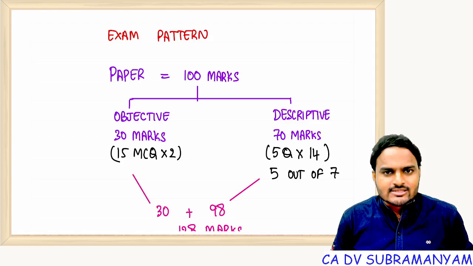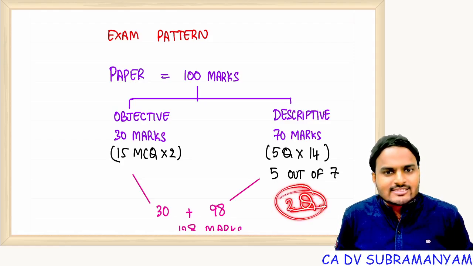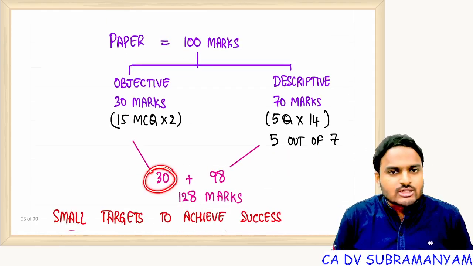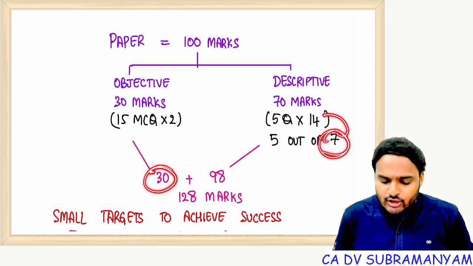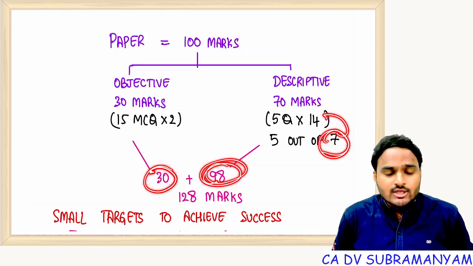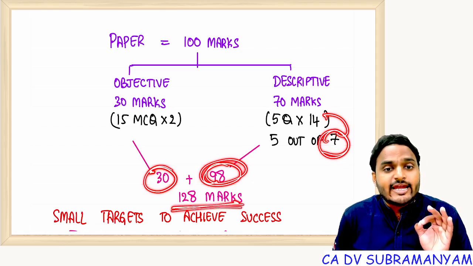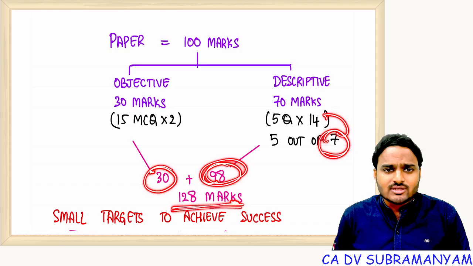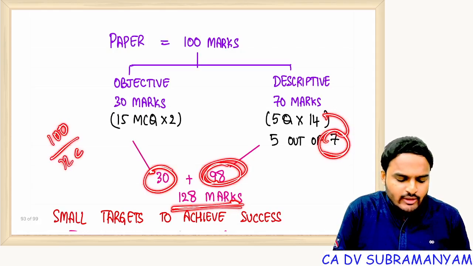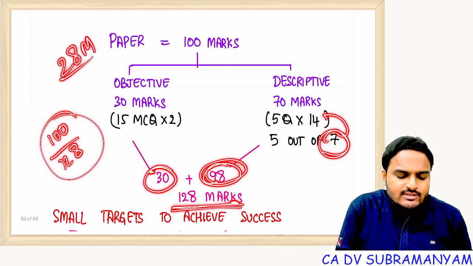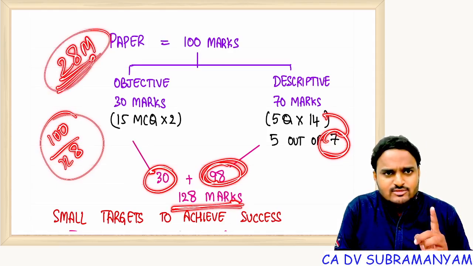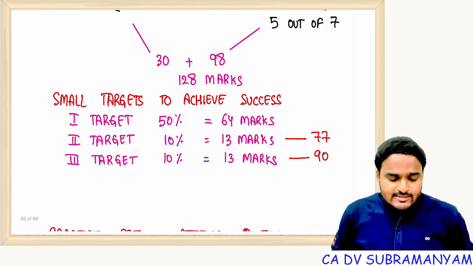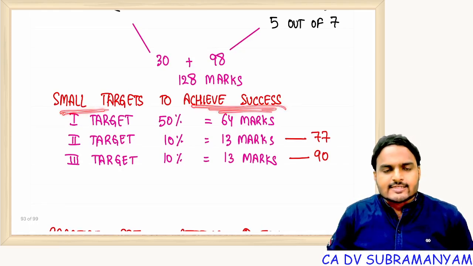Getting my point, students? So that means 2 questions you have a choice. So in total, if you observe carefully, 30 marks objective, 7 questions into 14 marks, 98 marks. So in total your question paper is for 128 marks. Understood? But you need to attempt only 100 marks. No need to attempt 128 marks. So you need to attempt only 100 out of 128. That means 28 marks worth of the syllabus, no need to study. First point. Understood?